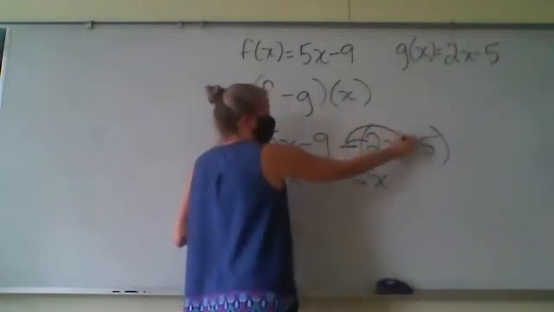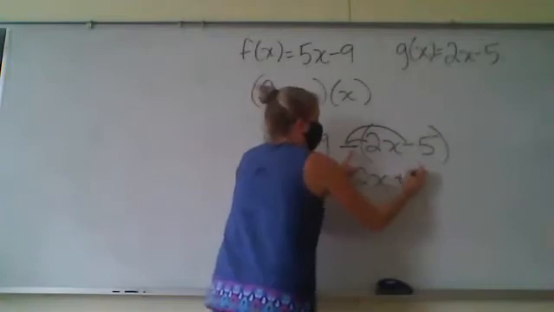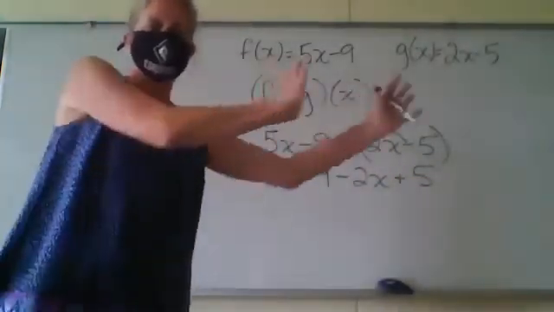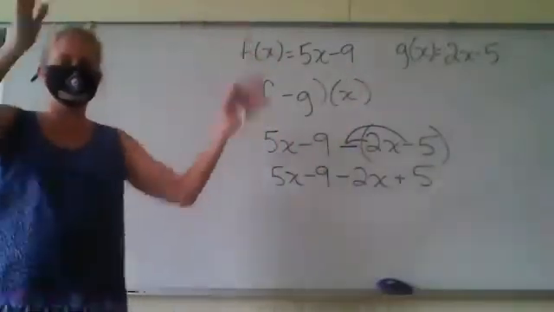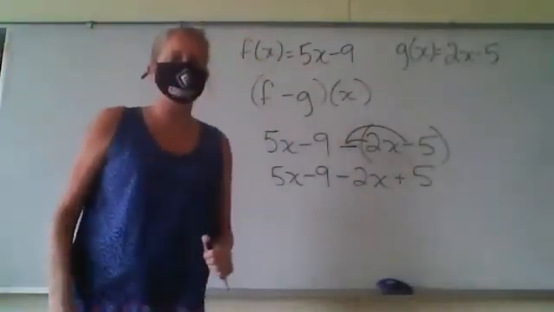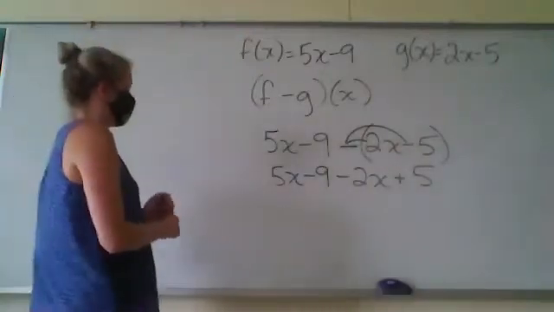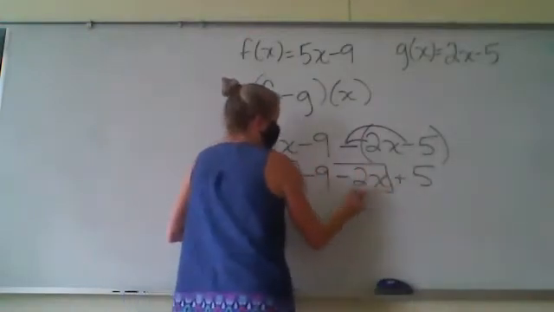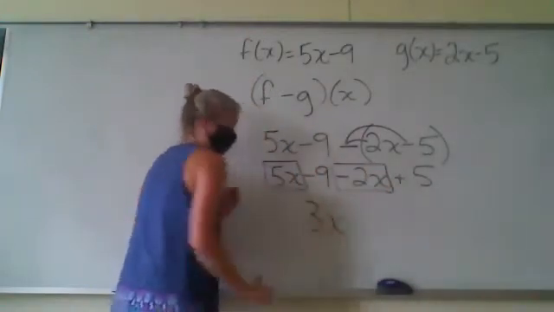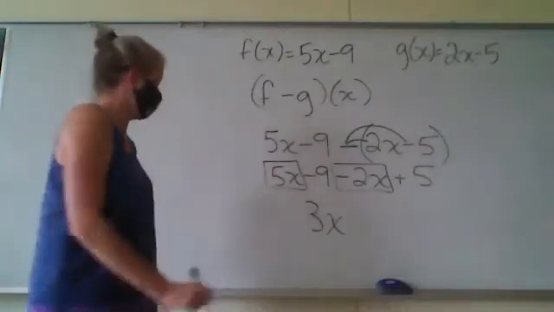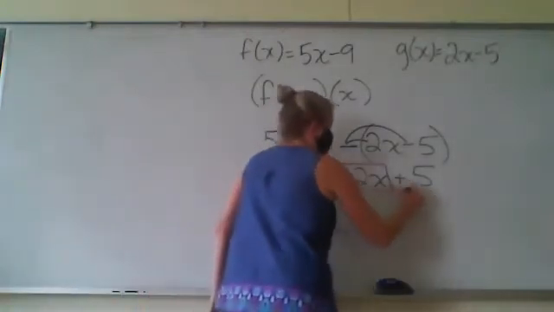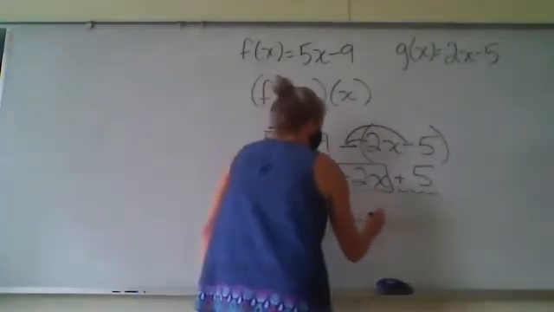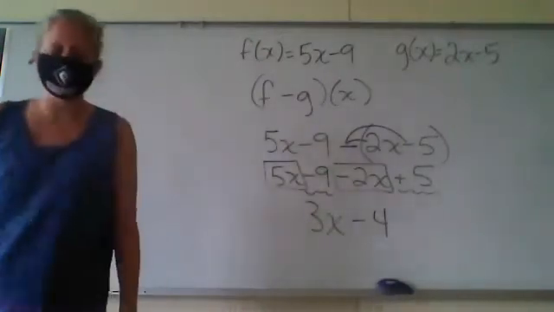And then this negative does what to this negative? It turns it to positive 5. So that's the kink. You need to make sure you're subtracting that whole second function, which means to put it in parentheses and distribute that minus through there. And then combine your like terms. So let's see. I can put this 5x with that minus 2x to get 3x. And then I have a minus 9 and a plus 5 that I can put together to get minus 4. So 3x minus 4 is what you would end up with.